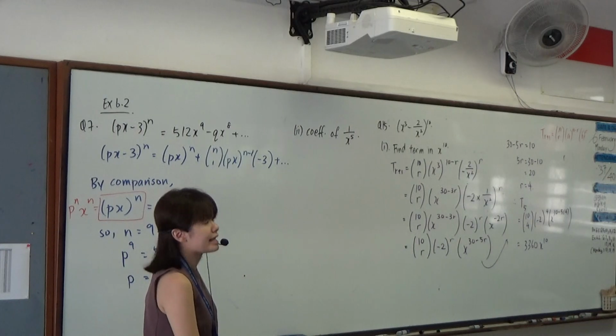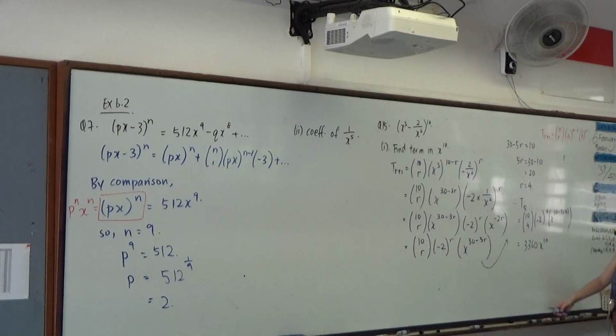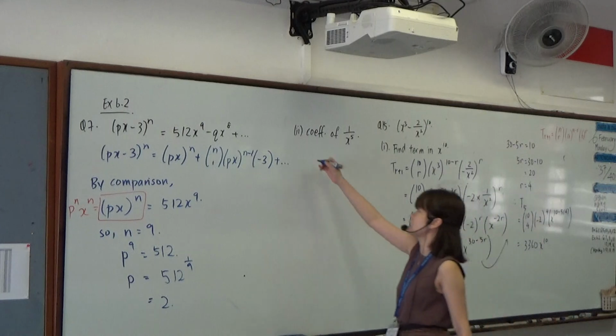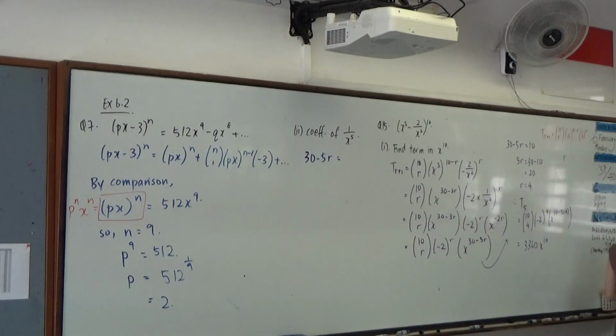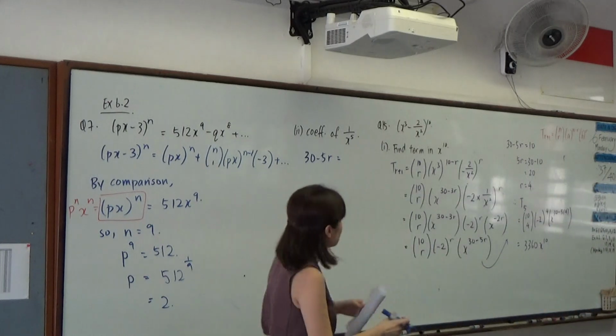Coefficient of 1 over x to the power of 5. Okay, so what should I use for my power over here to substitute into the 30 minus 5r? We have 1 over x to the power of 5. Okay, what should I substitute for the 30 minus 5r? What do you think? Sorry, now the position changed. I don't know who is singing anymore. Who is singing? Yes. So you can tell me what do we use to change for the 30 minus 5r?